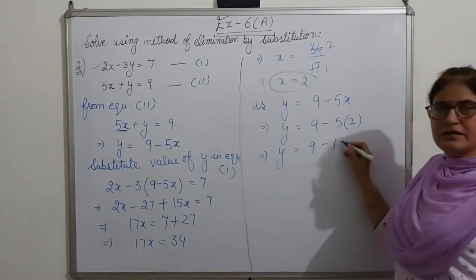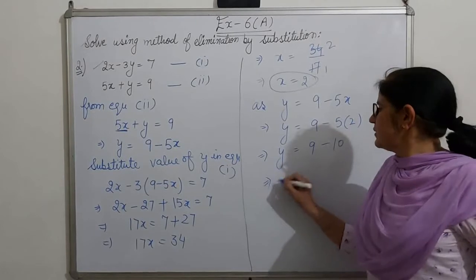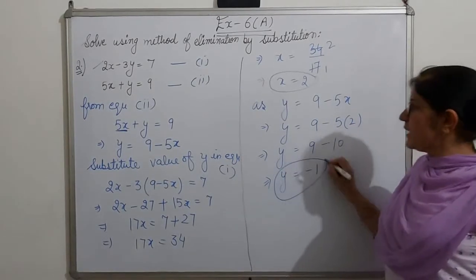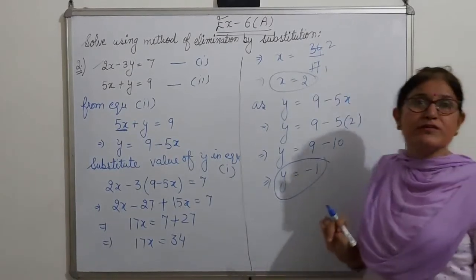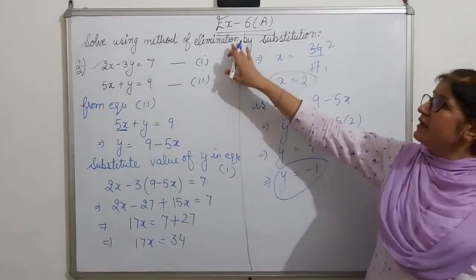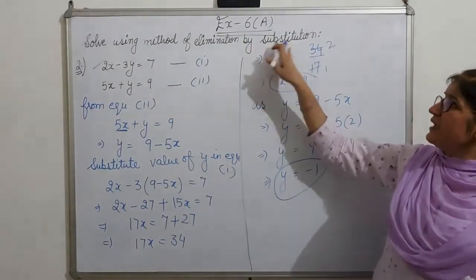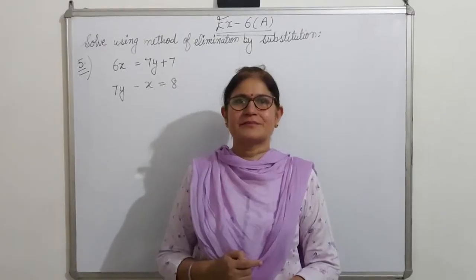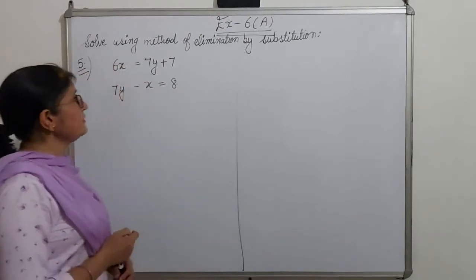5 2s are 10 and y is minus 1. So like this we are able to find out the value of both the variables by which method? Elimination by substitution, and this is the solution. Now we will do the fifth question.